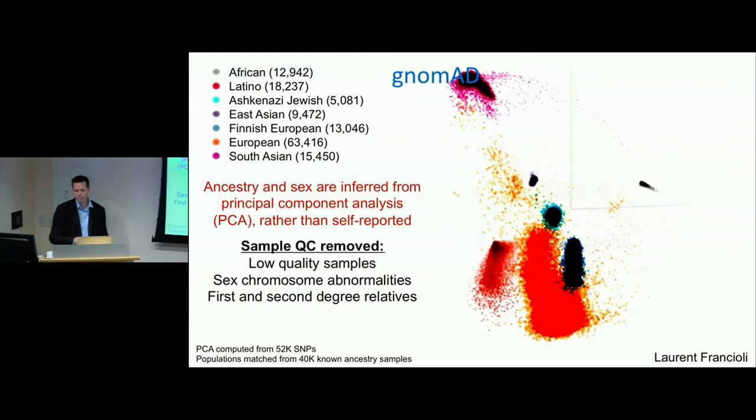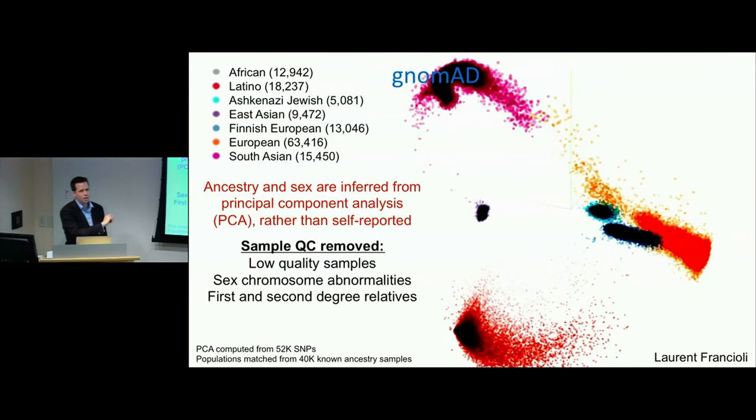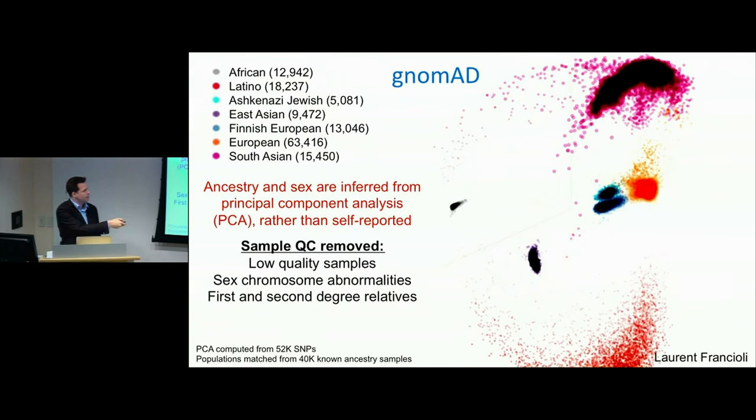And what we can see here in this PCA are slightly diffuse clusters corresponding to major continental groups. In orange over here, we have our European clusters and these two little subgroups corresponding to individuals of Finnish ancestry.